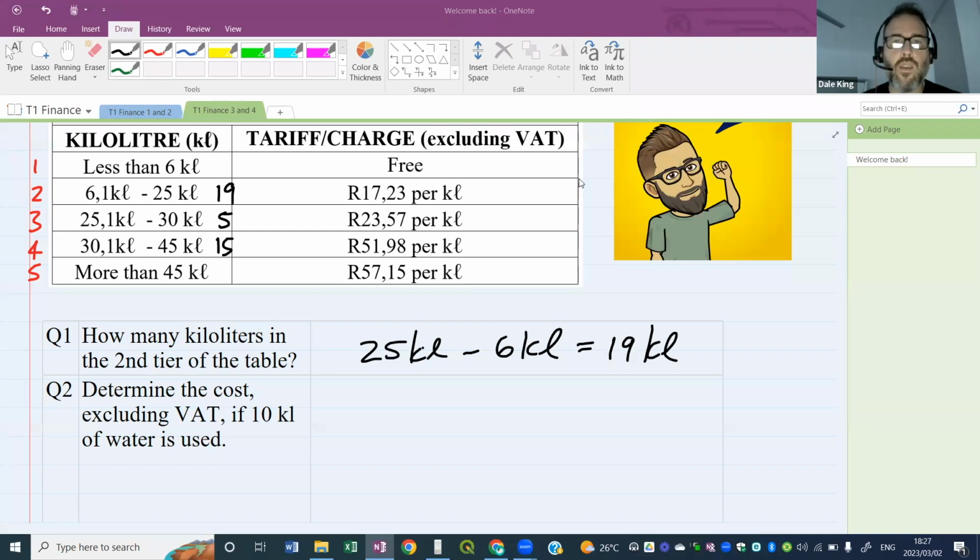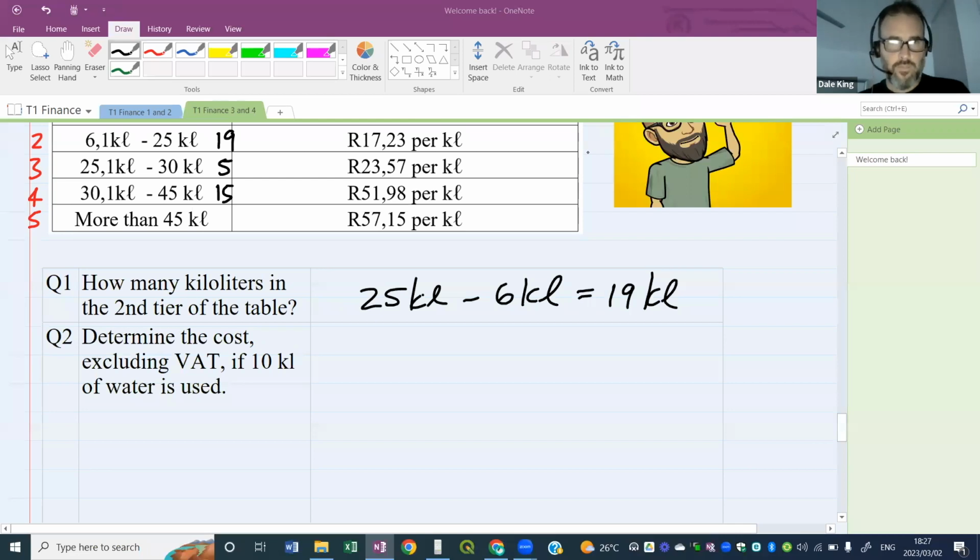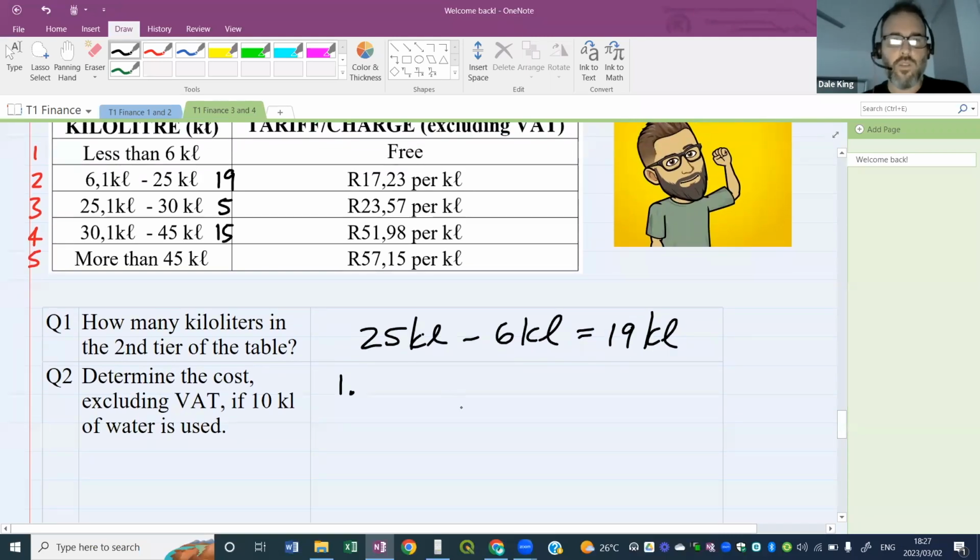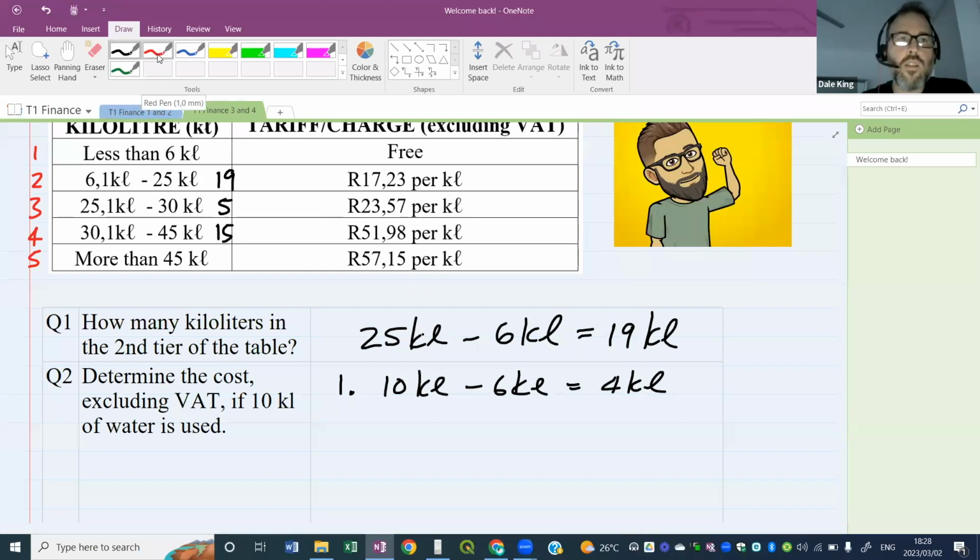Okay. All right, now the next question says, determine the cost excluding VAT. We don't have to worry about VAT now. If 10 kiloliters of water is used in a month. So now this is how you do the calculation. You do it step by step. I'm going to write here 1 because we're going to work in the first bracket first, the first interval. So we've got 10 kiloliters of water. The municipality says the first 6 kiloliters of that water is free. So I'm going to take 6 kiloliters off my 10, which means I'm left with 4. So I'm just keeping track of how many kiloliters I have.